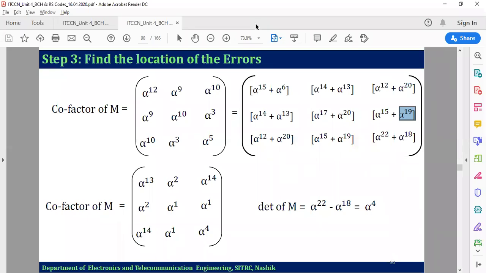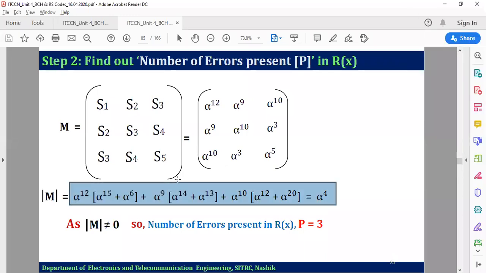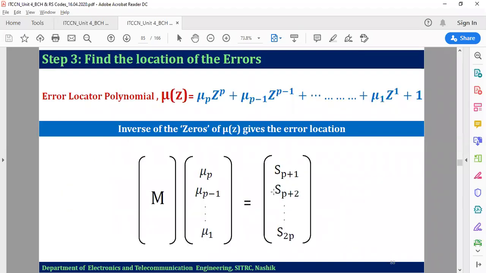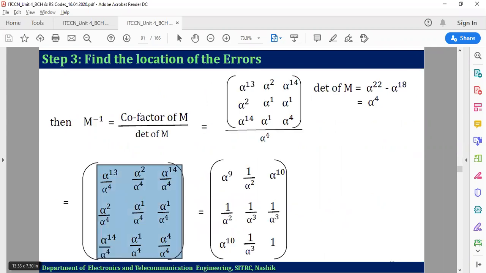Determinant of m is alpha 4. I have corrected the slide here. Determinant of m is alpha 4. This should be alpha 15. This should be what? Alpha 4. So this is your cofactor and determinant of m is alpha 4. Now you have to divide each and every element of the cofactor by alpha 4. So this should be your m inverse.